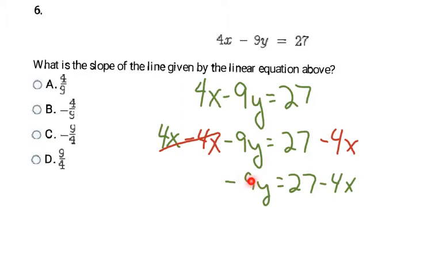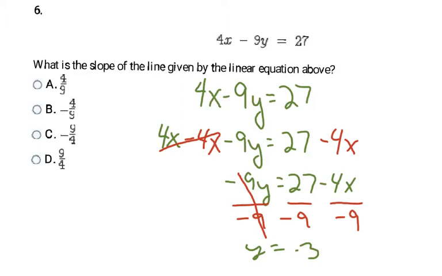Now I just have a negative 9 stopping the y from being completely by itself. So that's a negative 9 times y. So to undo that multiplication, the opposite of that is a division. So I'm going to have to divide every term by negative 9. So that means I'm dividing negative 9 3 times. Here the negative 9's cancel out, and I'm left with just y equals. Next, 27 divided by negative 9 is negative 3.